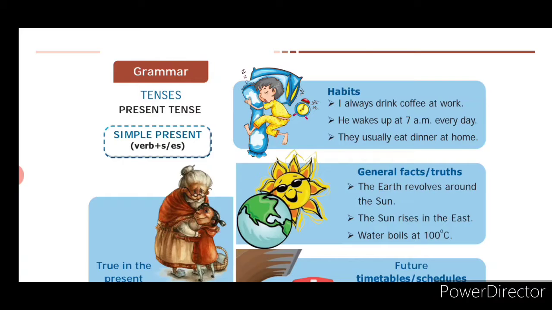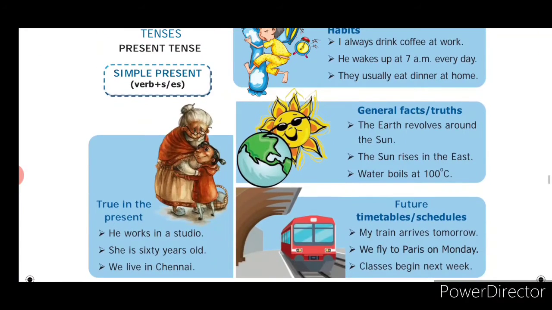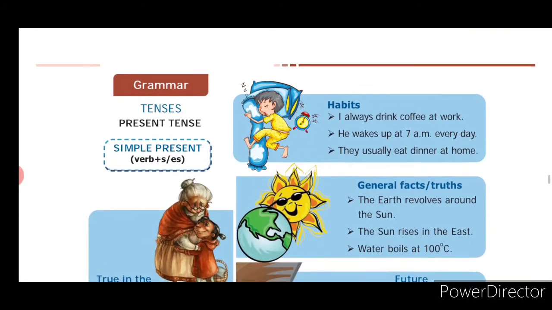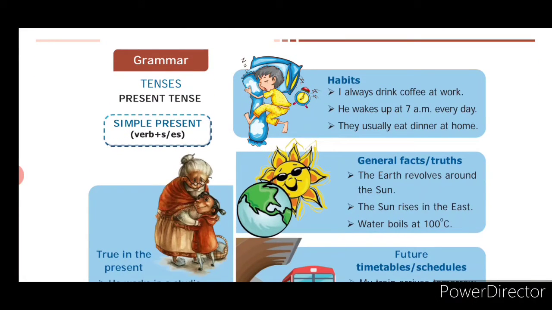Okay children, so now we will see where we are going to use the simple present tense. So this tense form is used for an action that happens again and again, that is for the habitual action. Okay, then it is used to tell a general fact or truth. Then to know the future timetables or schedule. Then to know the truth in the present. So with the examples you will understand better.